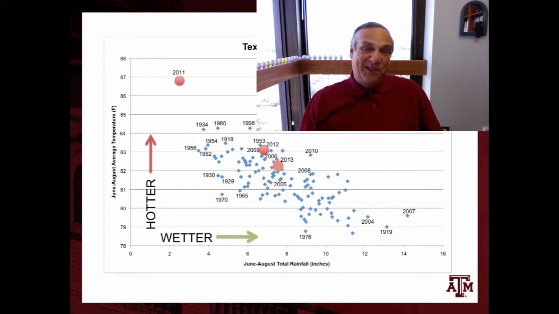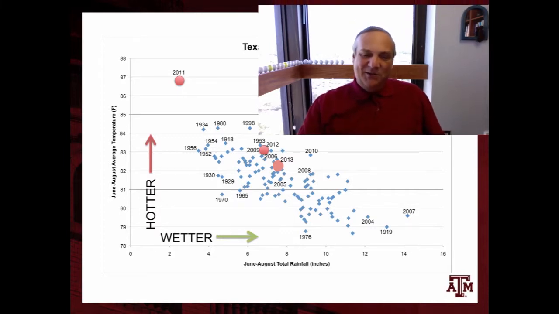tend to be. Now the big red dot in the upper left is the year 2011, which was the driest summer on record and also the hottest summer on record. It's not surprising that both of those happened at the same time. If you're going to be record dry, you're probably going to be record hot as well. So we've got natural variability taking us between a dry, warm summer and a cool, wet summer.